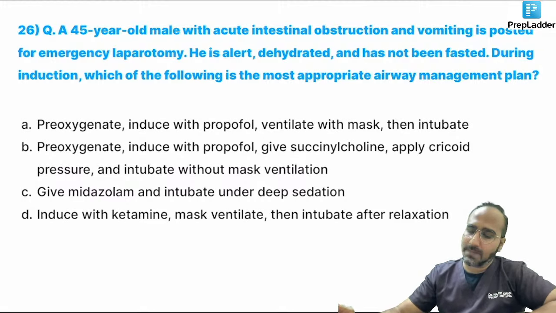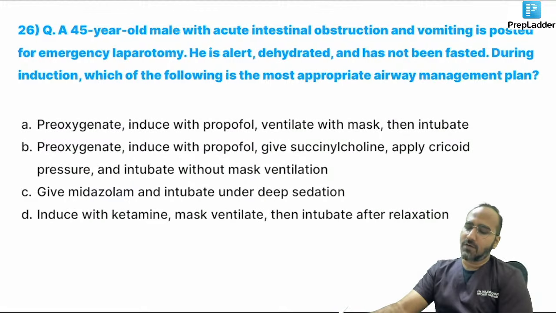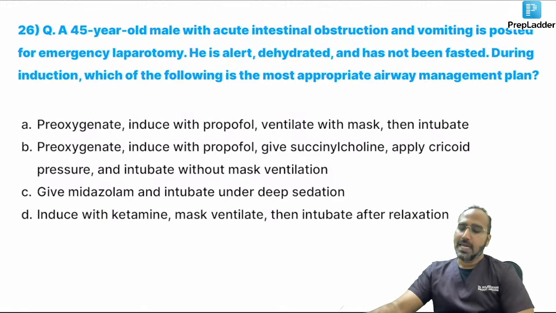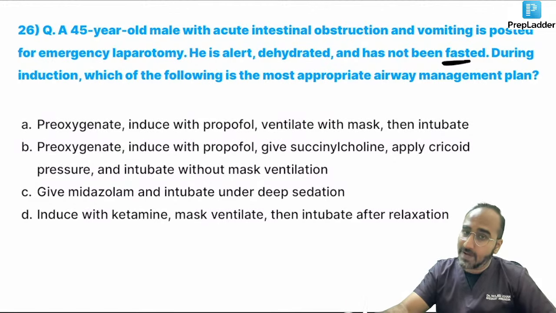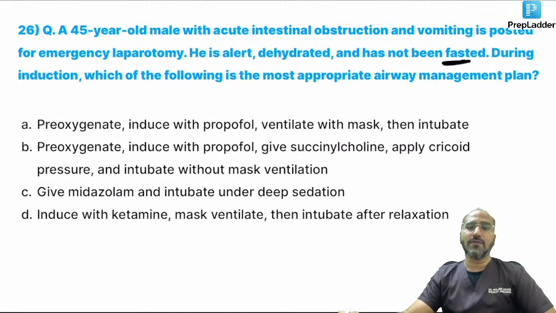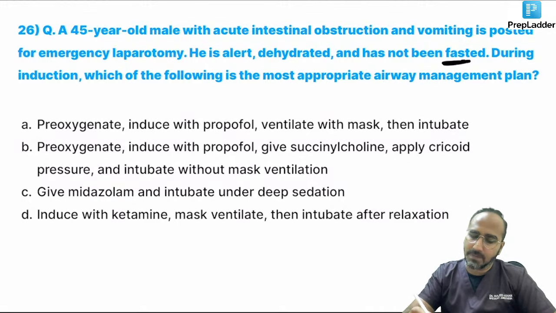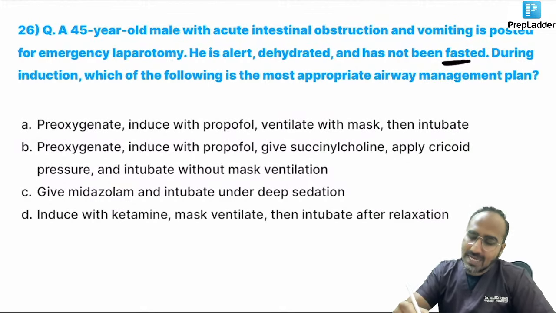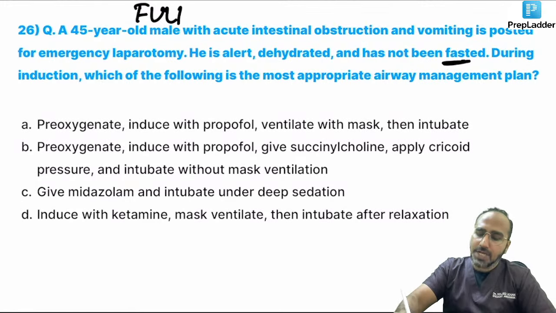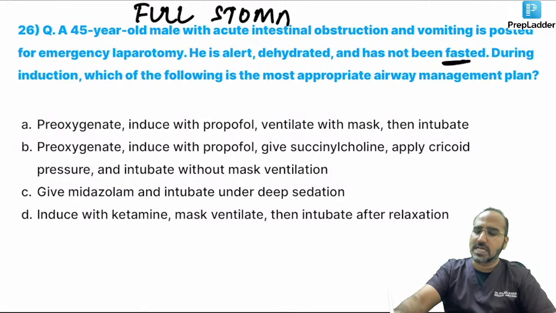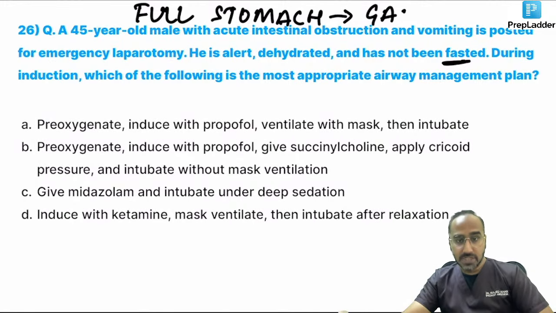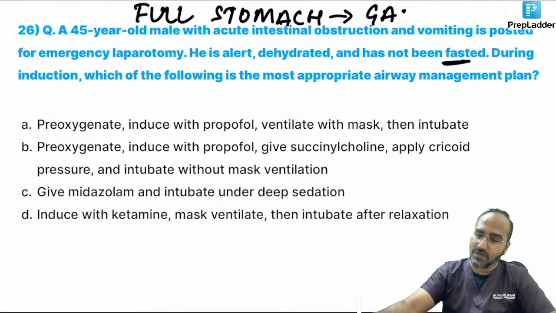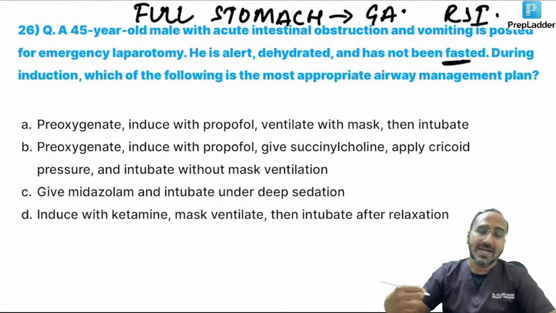A 45-year-old male patient with acute intestinal obstruction and vomiting is posted for emergency laparotomy. He is alert and dehydrated. He has not been fasted, that is, the patient is not in fasting state. During induction, which of the following is the most appropriate airway management plan? So basically he is asking, if the patient is full stomach and you want to give general anesthesia, how will you give? You have to give general anesthesia to this full stomach patient by something called RSI. What is RSI, guys? RSI is rapid sequence induction.